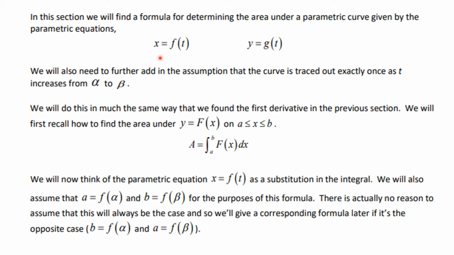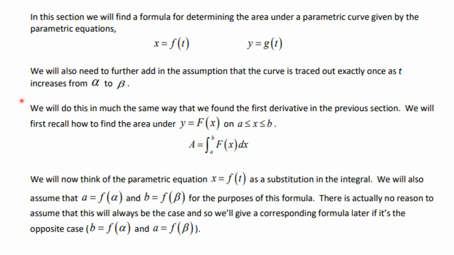So let's begin with parameterization. So we'll let x equal lowercase f of t and y equal g of t. Now we do have to restrict things because these curves can be very complicated and cross each other. So the curve is traced out exactly once as t increases from limits alpha to beta. And these are limits on t.